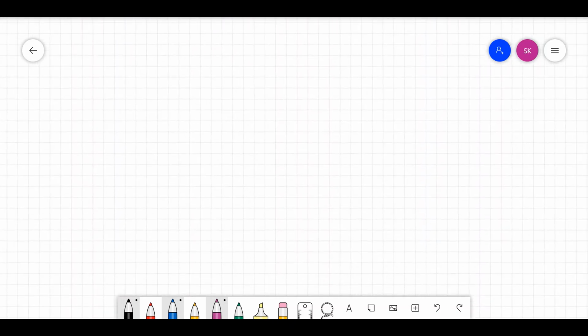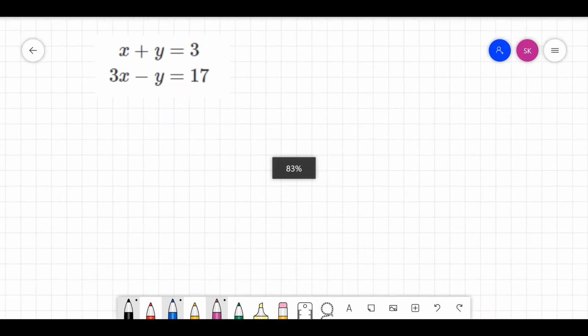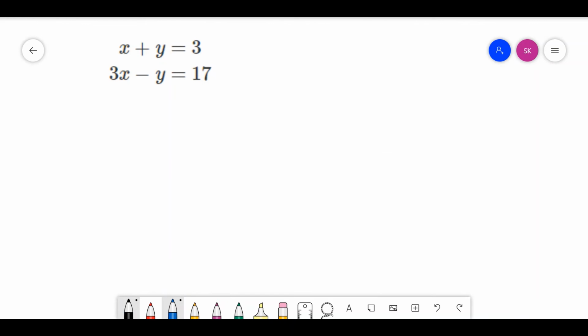All right, next one we're going to go for is this one here. I want you to solve these two equations simultaneously. Pause the video and have a go at doing this now. All right, so two equations, equation A and equation B. We've got two unknowns. What are we going to do? Simultaneous equations.